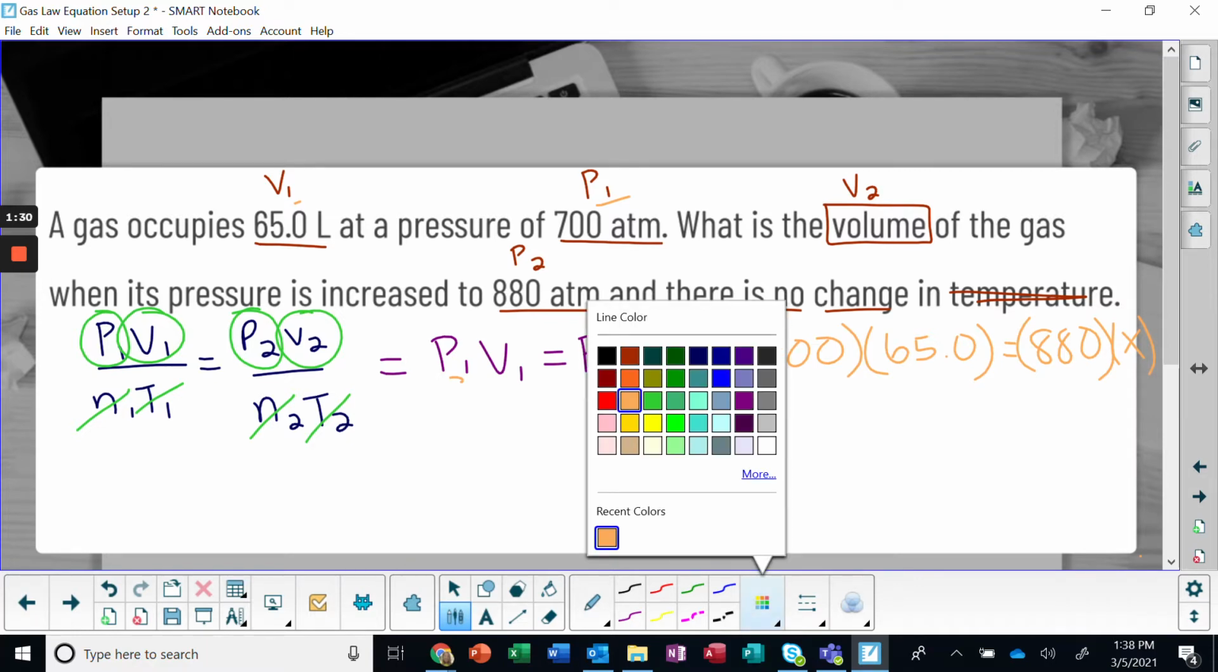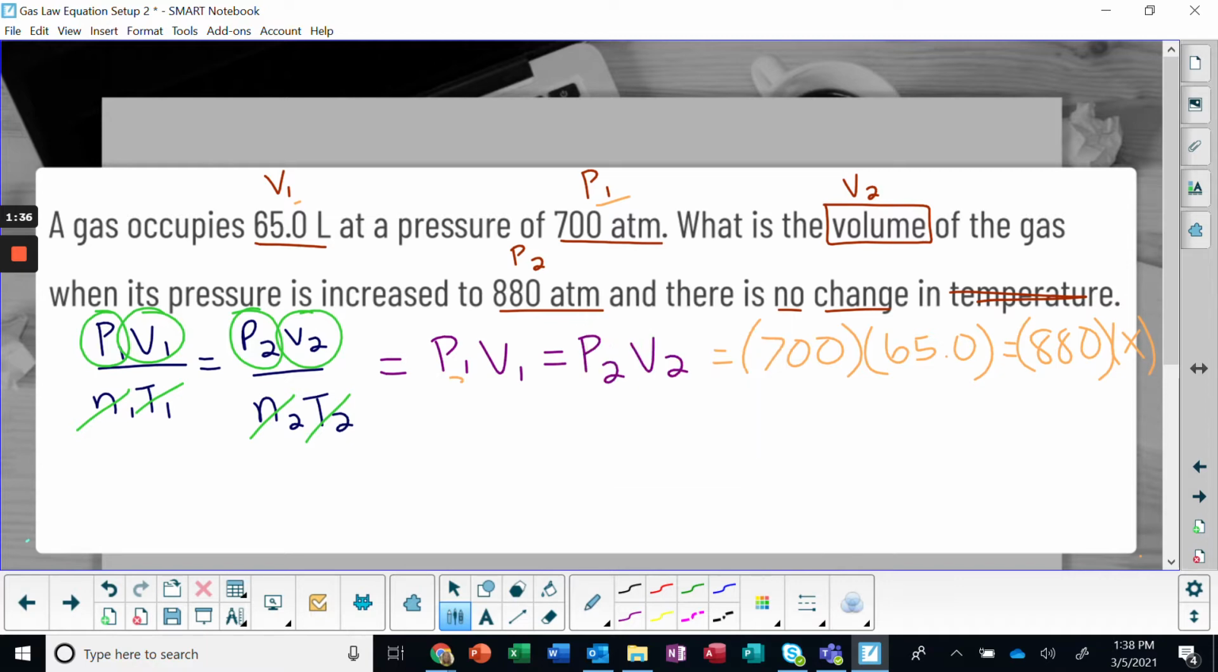I need to take these and solve the problem. Right? So in your calculator, we're going to do 700 times 65. And I get 45,500 equals 880x.